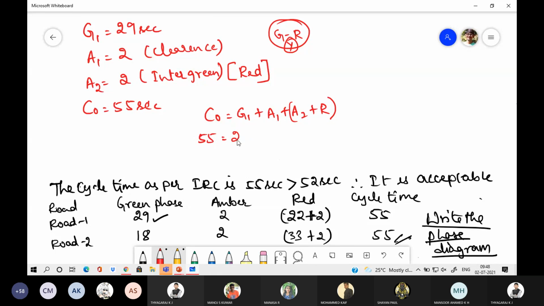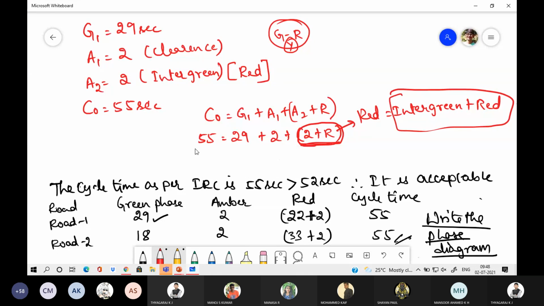Then the green time for road 1 is 29 seconds. Amber time clearance is 2 seconds. And this one, A2, 2 plus R. Only this 2 plus R we require. This is called the red time. Red is equal to both intergreen plus red, we are going to call it the red time. Now we know 55 minus 29 minus 2 is equal to 2 plus R. These two will be the same, but we need this R value. Deduct all these values and check whatever value you get.